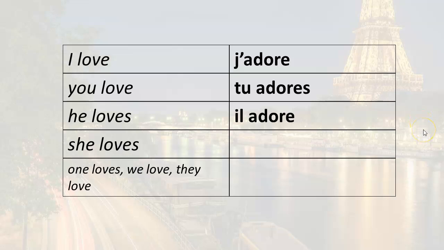He loves. Add your ending: il adore. She loves: elle adore. And then finally, one loves, we love, they love. Remember the subject pronoun on. So, on adore.